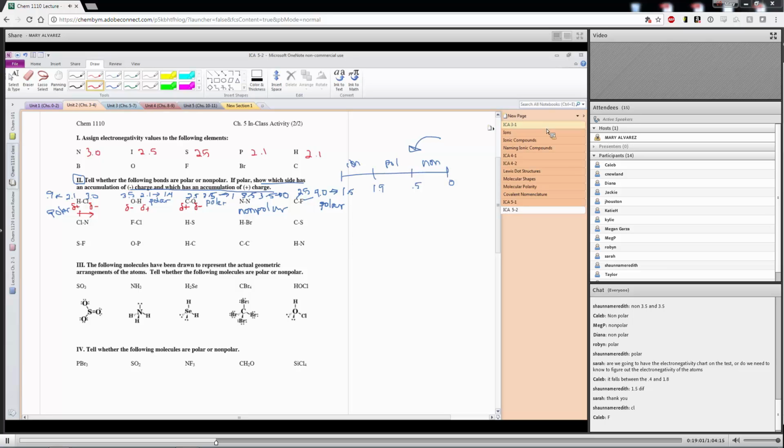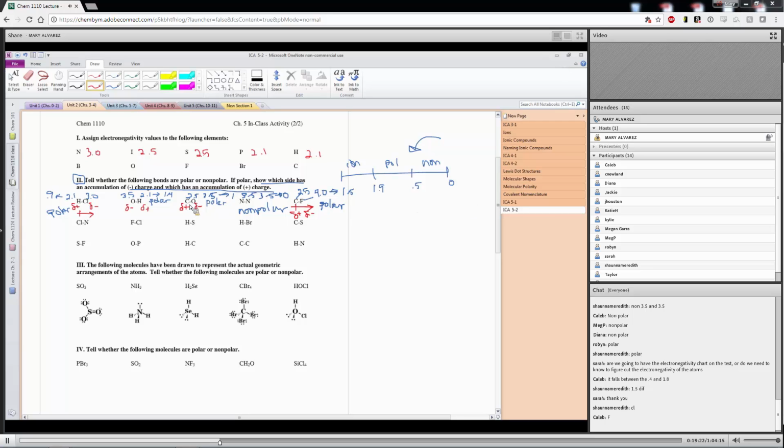The fluorine. Yes. So we could say partial positive on this side, partial negative on this side, if we wanted to use that little vector arrow. Or partial positive on the left, partial negative on the right. Okay, I think we're pretty good on these, so let's move on to the polarity of molecules.